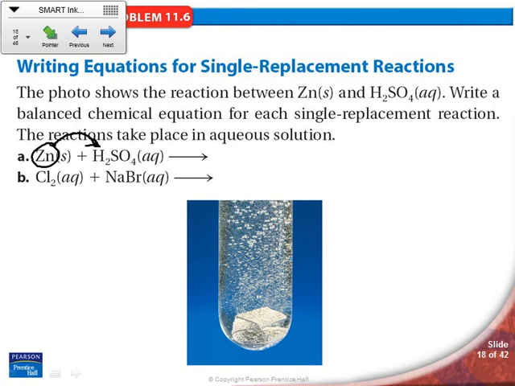Now, what you have to keep in mind, a cation is always going to replace another cation. Or another way to say that is a metal always replaces another metal. So zinc's a metal. The hydrogen here is acting as a metal. It's got a positive charge, so the zinc's going to replace the hydrogen. If it can, that's the question we've got to ask.